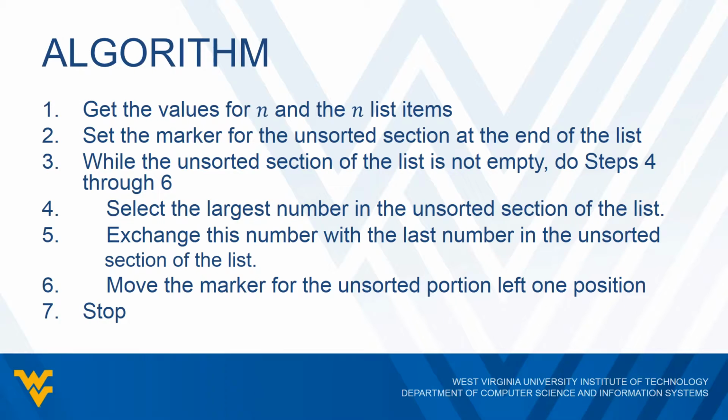The next step is, as long as there's still something in the unsorted partition, then we need to do a couple steps. So we're going to put a loop in here. In this case, we're going to do steps 4 through 6. So in this unsorted list, we're going to pick the largest number in here, and we're going to swap it or exchange it with the last number in the unsorted section of the list. So when we do that swap, that means that that number plus whatever's to the right of it is now part of the sorted list. So then we would move the marker over to the left one position. And then we just keep repeating that until there's nothing left in the unsorted portion, which means that the marker is going to end up on the far left side.